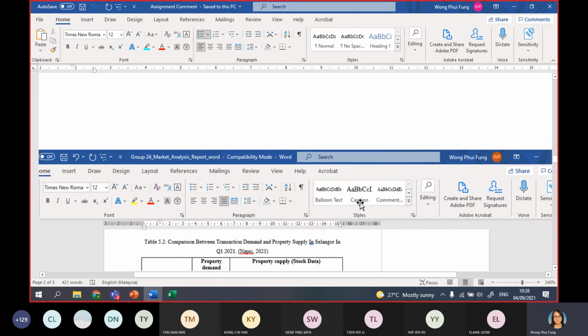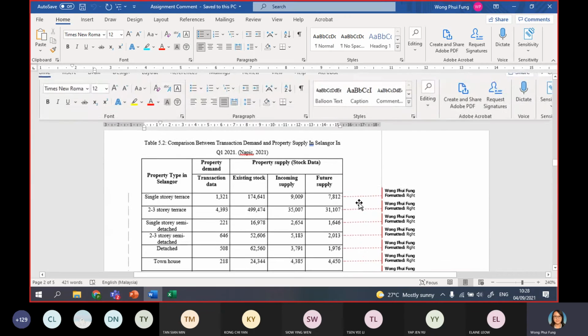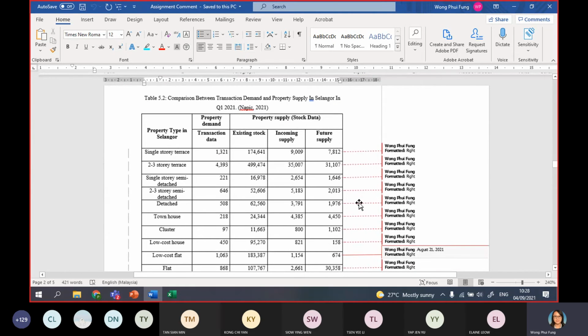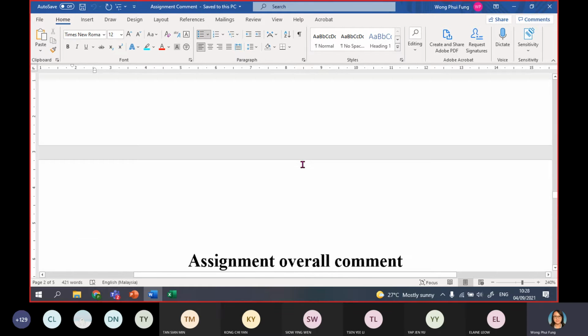Okay, and they also provide this one, a comparison between the transactions demand and property supply in Selangor. Can you see that they actually reproduced it themselves in a proper table? So think about it, which presentation is better, cut and paste, or you take some effort to reproduce it in a table? So I believe you can think about it, okay?